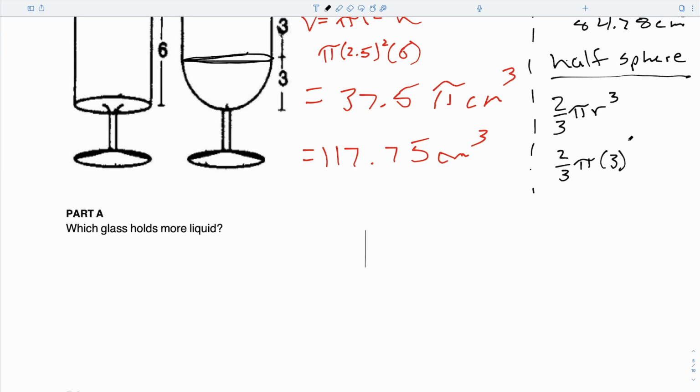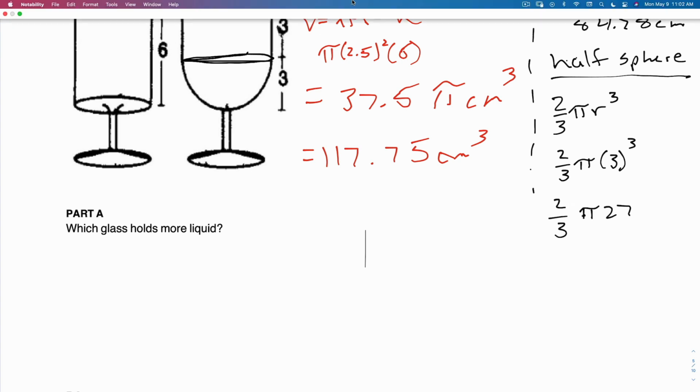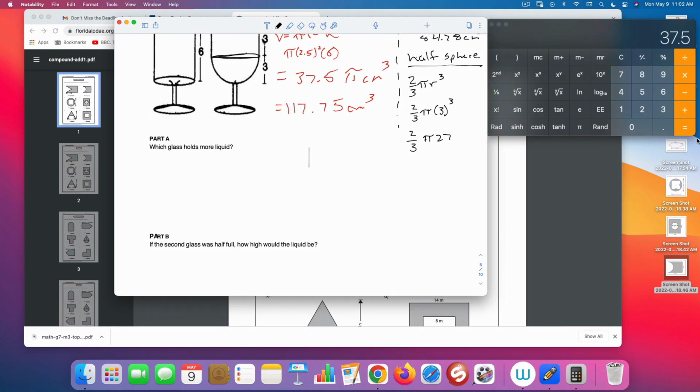3 cubed: 3 times 3 is 9, times 3 is 27, or enter 3 to the third power in your calculator. Then 2/3 times pi times 27. I'm going to do 27 times 2 and then divide it by 3 to get my number. 27 times 2 divided by 3 is 18 pi. You could also cross cancel. These numbers are easy enough to do in your head.